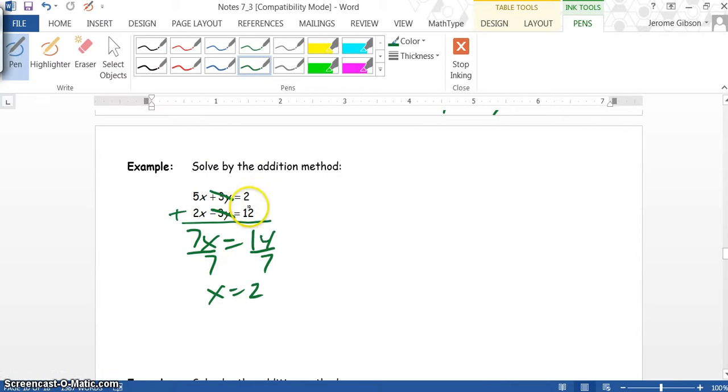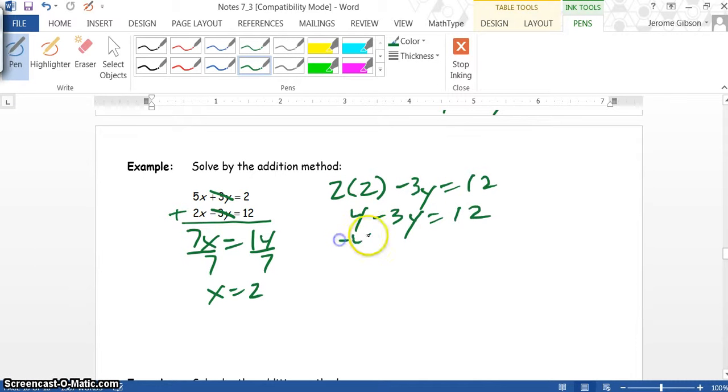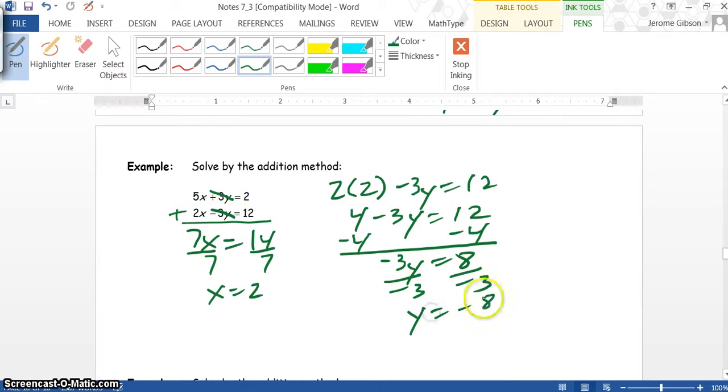So now we will go back to one of the original equations here and substitute in 2. I'm going to use the bottom. So we have 2 times 2 minus 3y equals 12. So we have 4 minus 3y equals 12. Subtract 4 on both sides. So we will have negative 3y is equal to 8. We divide each side by negative 3. Y is negative 8 thirds. So our ordered pair here is 2, negative 8 thirds.